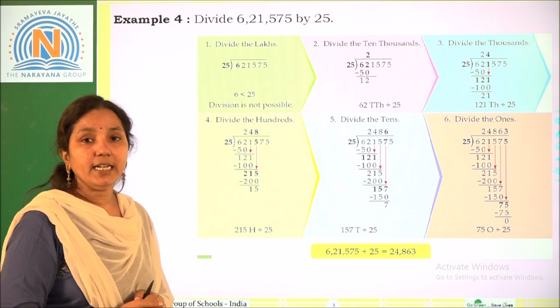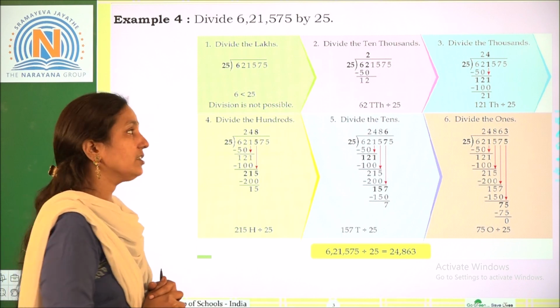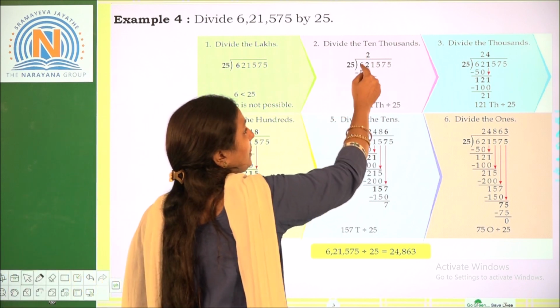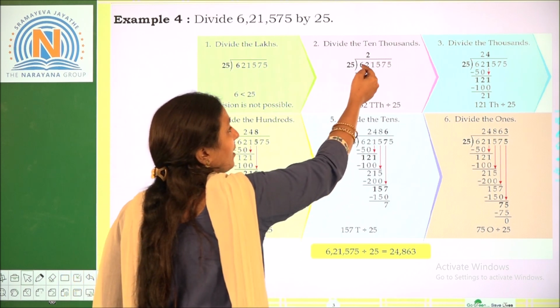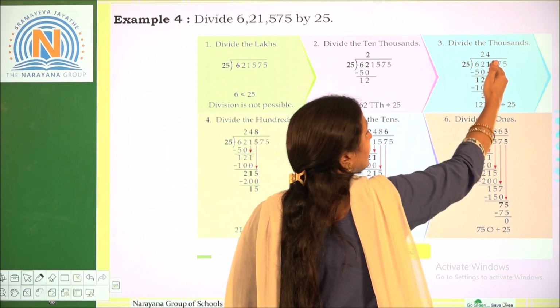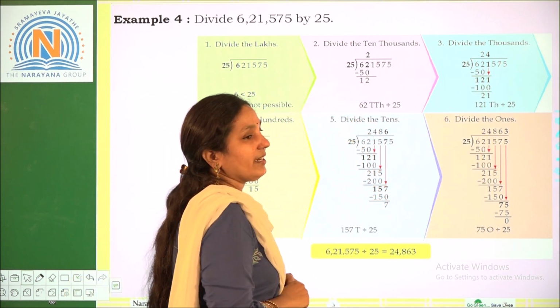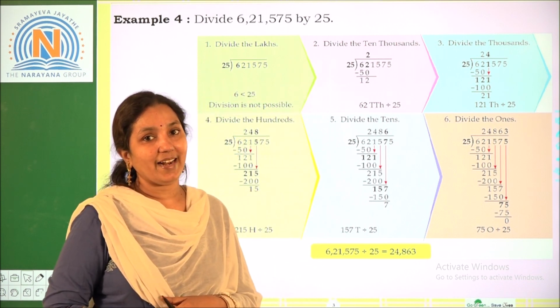Is it exactly divided, or do we have to take approximately? Approximately we have to take. So how many times can we take? 2 times. 2 25s are 50. Now subtract from 62, you will get 12. So now bring down the thousands place, 121.